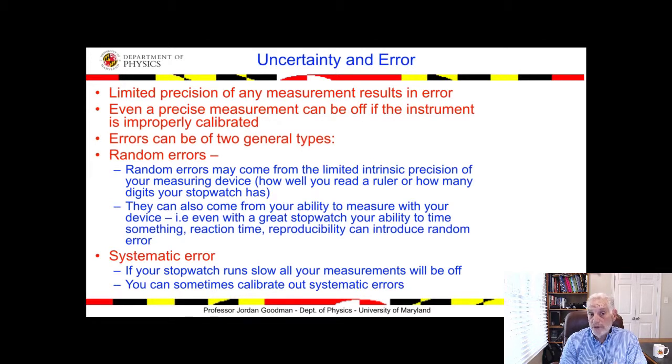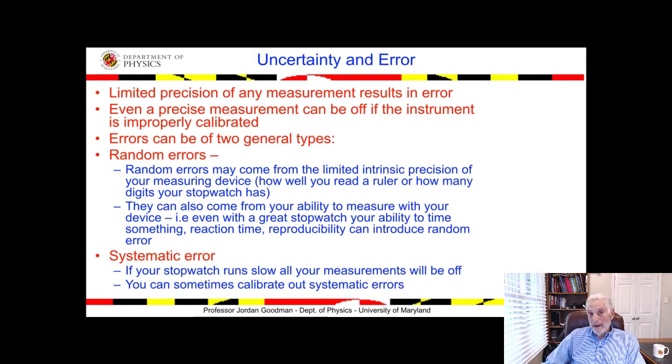Errors again fall in two general types, random errors and systematic errors. Random errors come from the limited intrinsic precision of your measurement. It can come from the measurement device: how well can you read a ruler, how well can you read a stopwatch, how well can you measure something with a caliper. They can also come from your ability to measure with the device. For example, even if your stopwatch has great precision, there's a certain reproducibility associated with your reaction time, and random error comes from just not clicking the button the same every time.